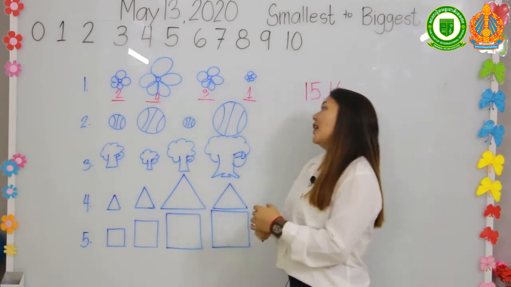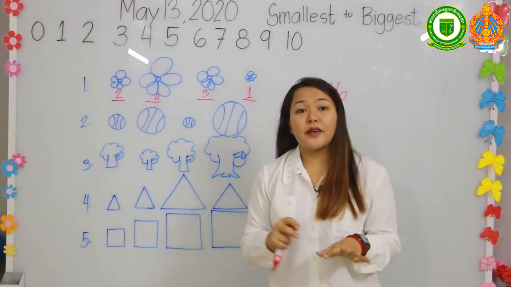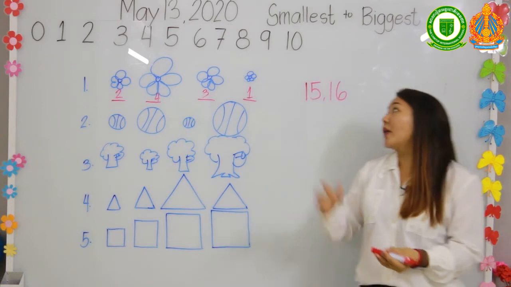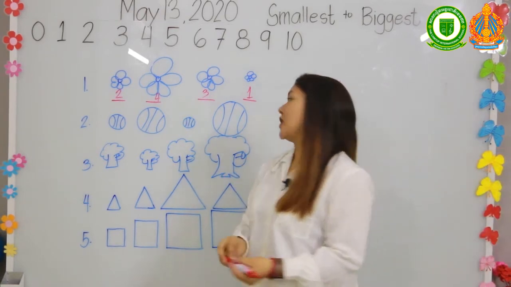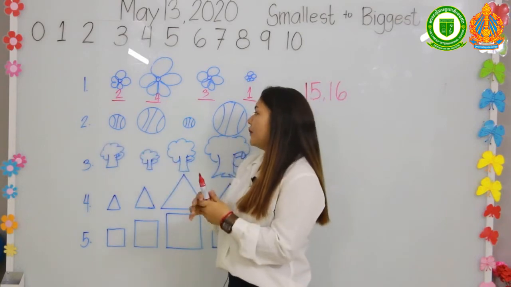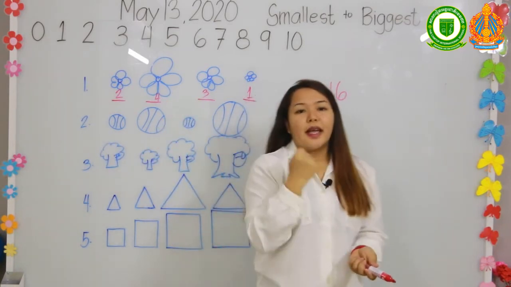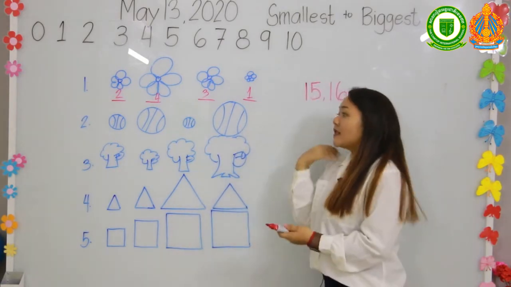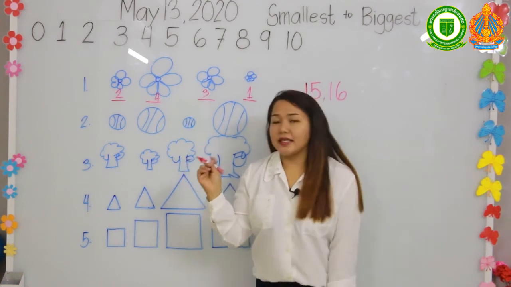Okay, that's easy. So that's what you're going to do. Remember how we are doing it right now, because that's what you're going to do on pages 15 and 16 later in your books. So let's have number 2. I have here 4 pictures of balls, and let's see which one is the smallest and which one is the biggest. So which one is the smallest?